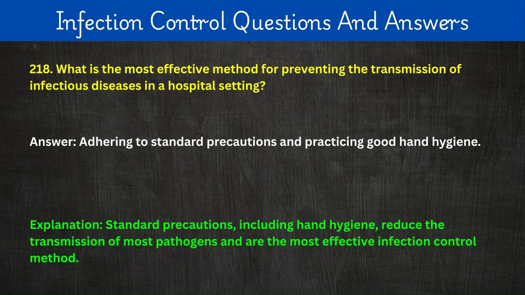218. What is the most effective method for preventing the transmission of infectious diseases in a hospital setting? Answer: adhering to standard precautions and practicing good hand hygiene. Explanation: standard precautions, including hand hygiene, reduce the transmission of most pathogens and are the most effective infection control method.